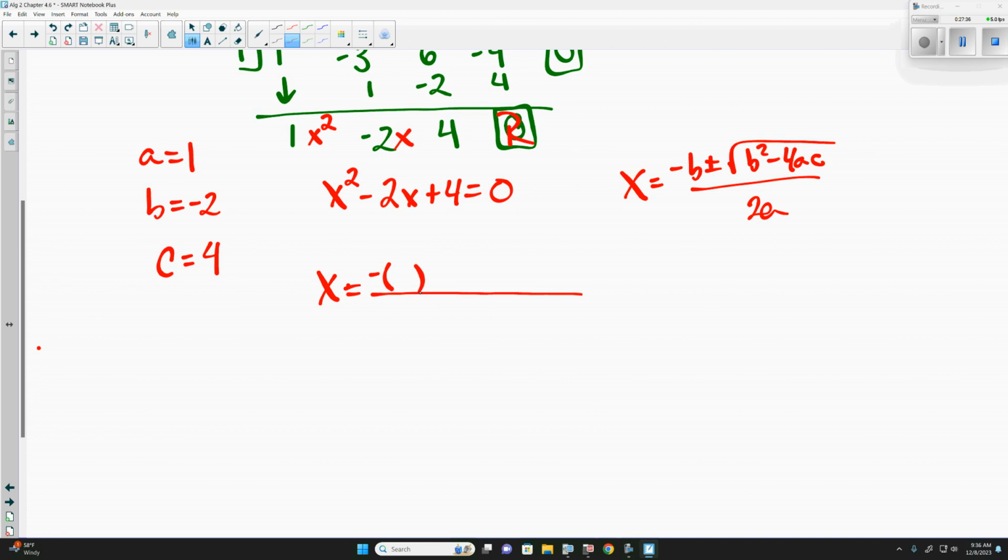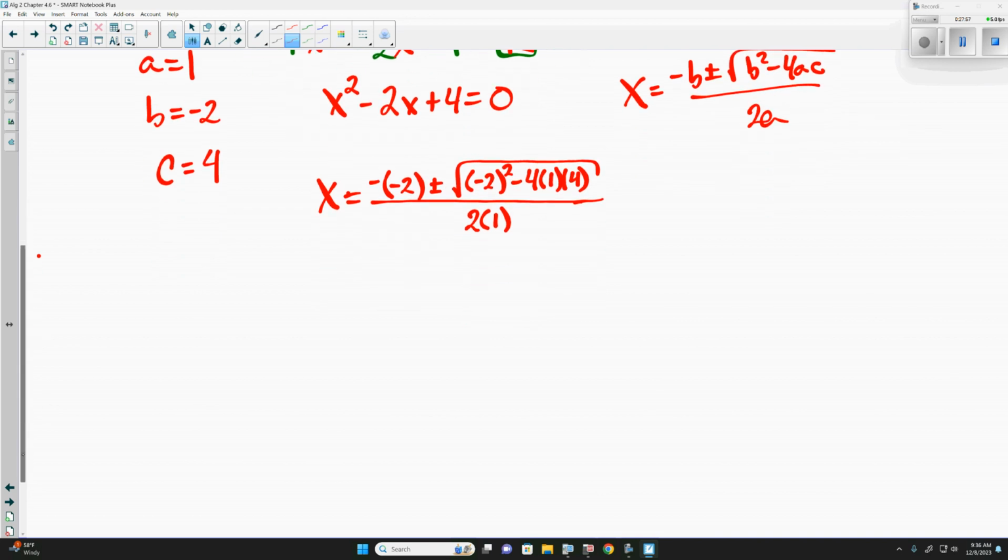So -b would be -2, plus or minus the square root of -2 squared minus 4 times a times c, all over 2 times a. Questions on how we type this in? At this point here, the opposite of -2 is +2. The denominator, 2 times 1, is 2.